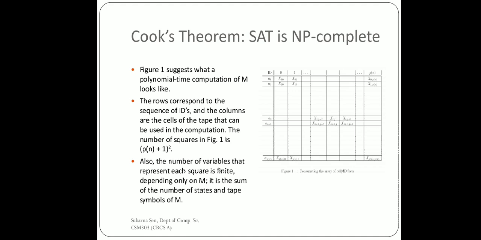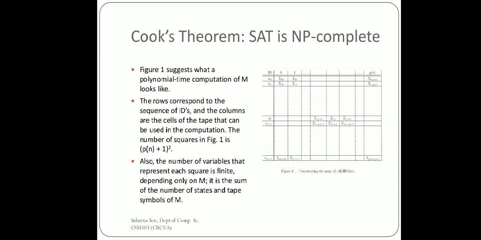We have to refer to this chart all the time whenever we are into the proof. Here the rows correspond to the sequence of IDs and the columns to the cells of the tape that can be used for computation. Now see here how many squares there can be.